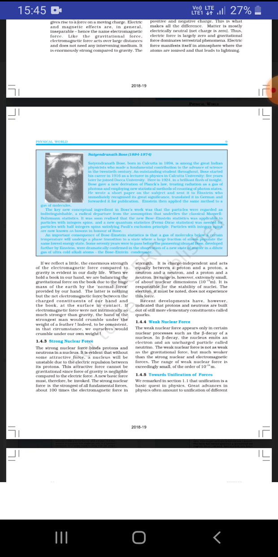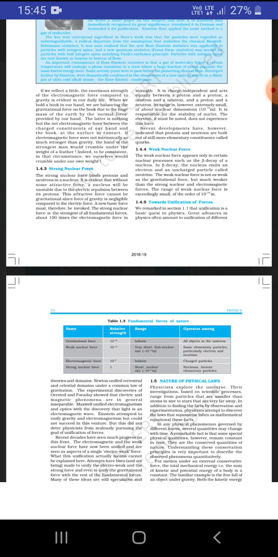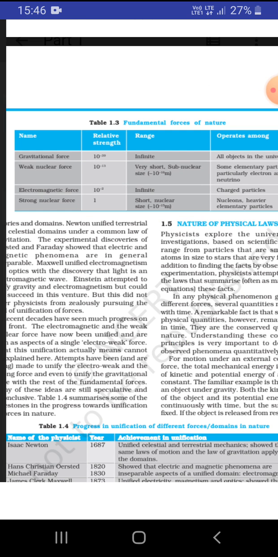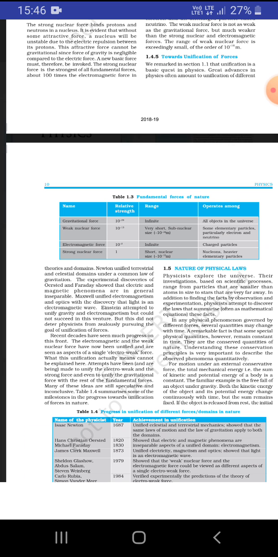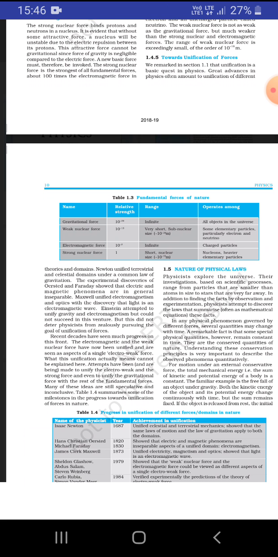So next, towards the unification of forces. Here is the gravitational force. Its strength, they have given here, is 10 to the power minus 39. It has infinite range. And towards the unification of forces, spheroids and domains.